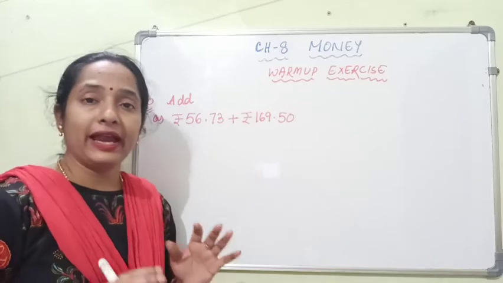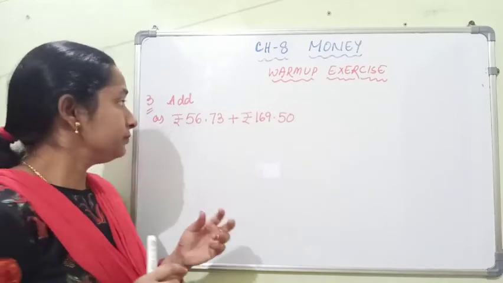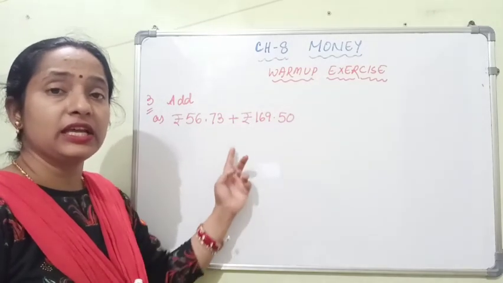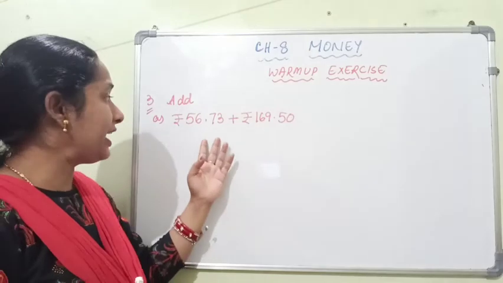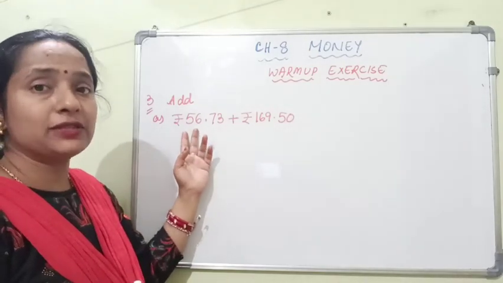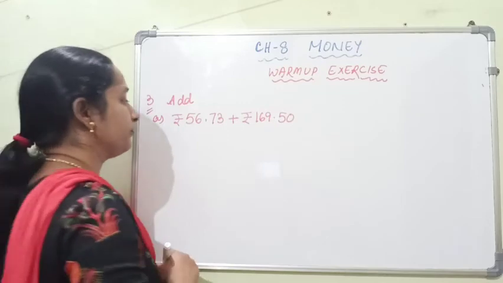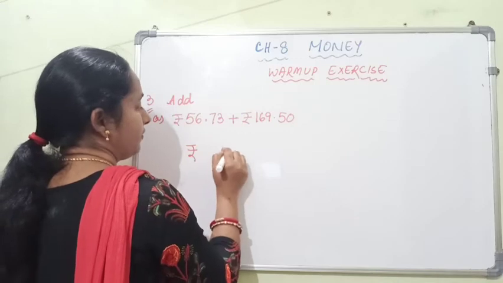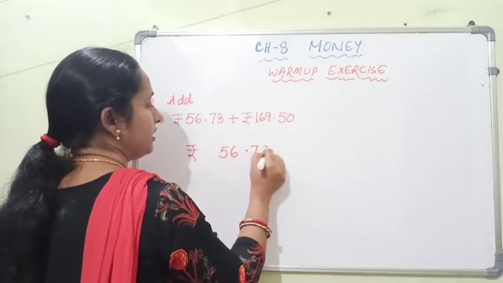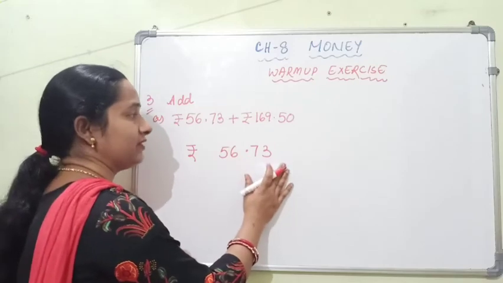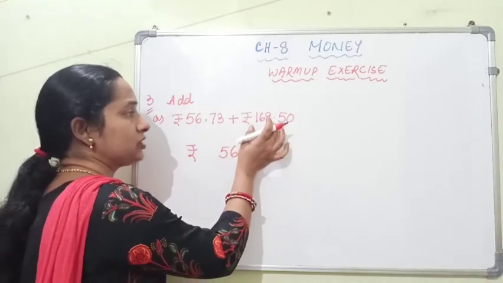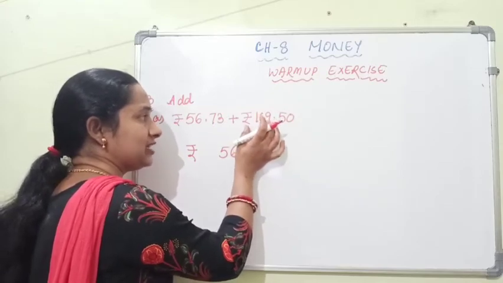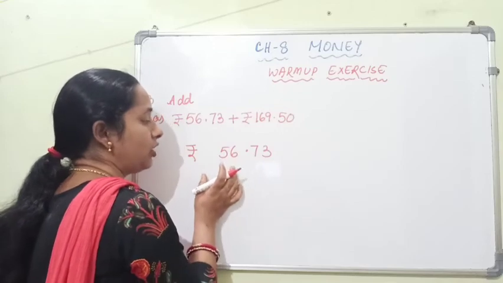You have to add in such a way that the paise should come in one line. The alignment of the point and the alignment of the places of the rupees part should be done very carefully. So here let us see, the first amount is rupees 56 and 73 paise. Next, the second amount is 169 rupees 50 paise. As 169 is the rupees part, it should come here. So how will you write?